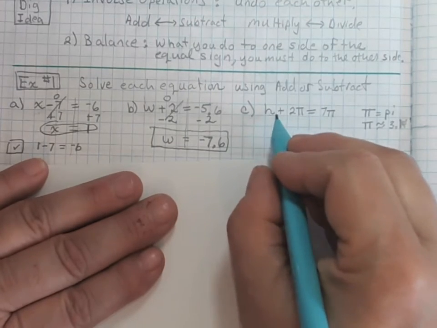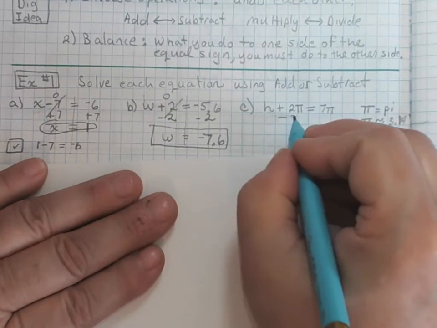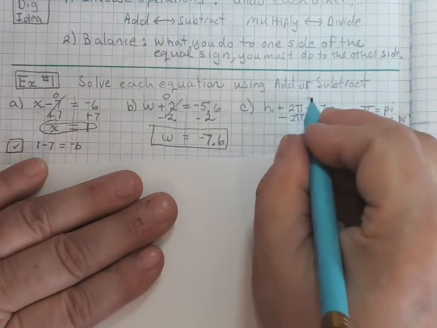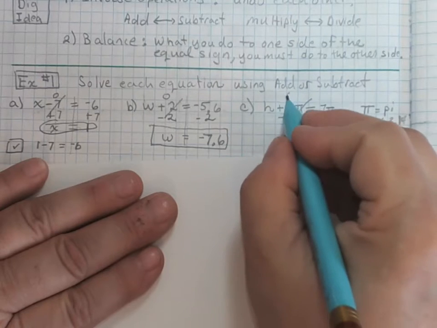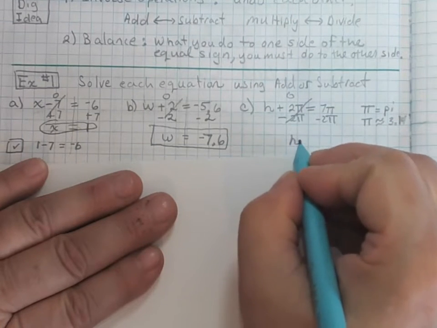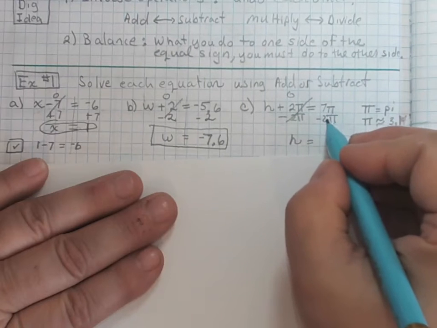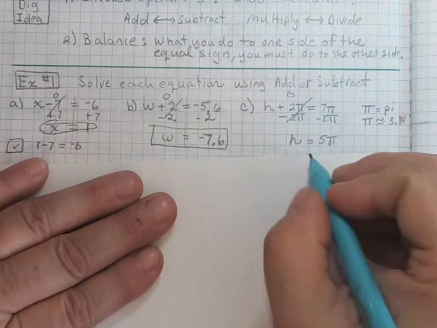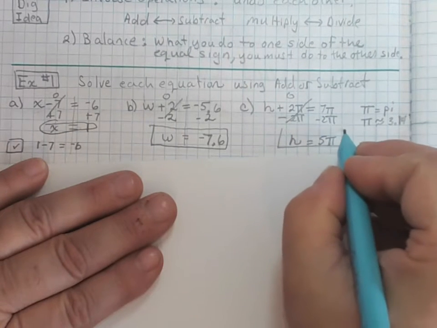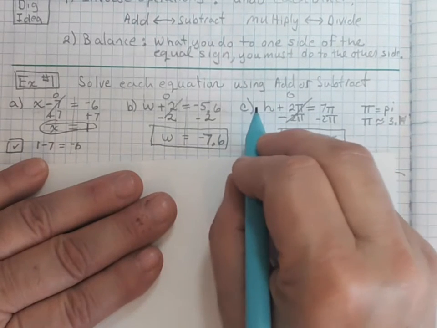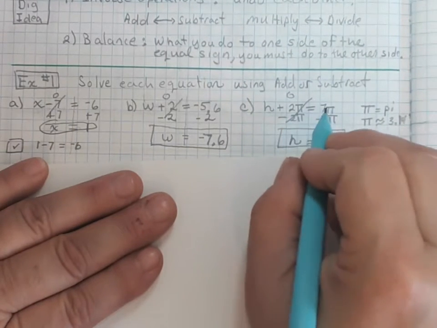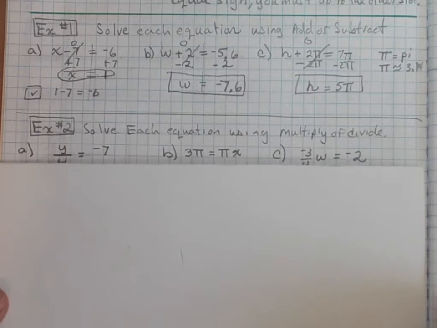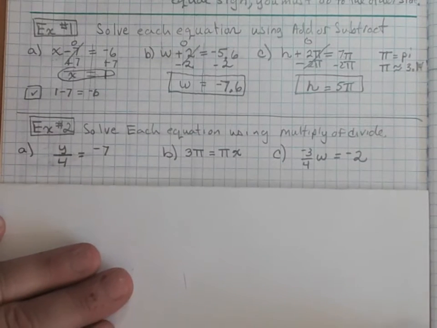So I look at what's being done to h. We're adding 2 pi, so do the opposite and subtract 2 pi from both sides. And so on the left side, we add up to 0. H plus 0 is h. And then 7 pi minus 2 pi leaves us 5 pi. And that is my solution. So if I do a little mental math and substitute that value back in here, I get 5 pi plus 2 pi, that's 7 pi. Check. All right, so let's do a little practice now with inverse operations of multiplication and division.